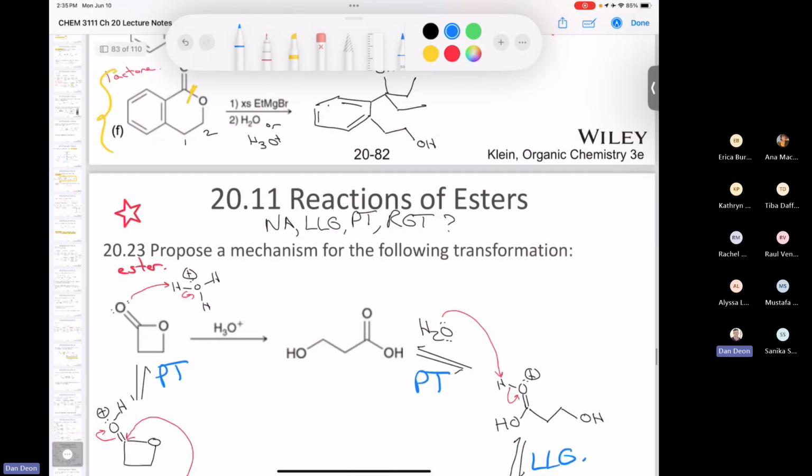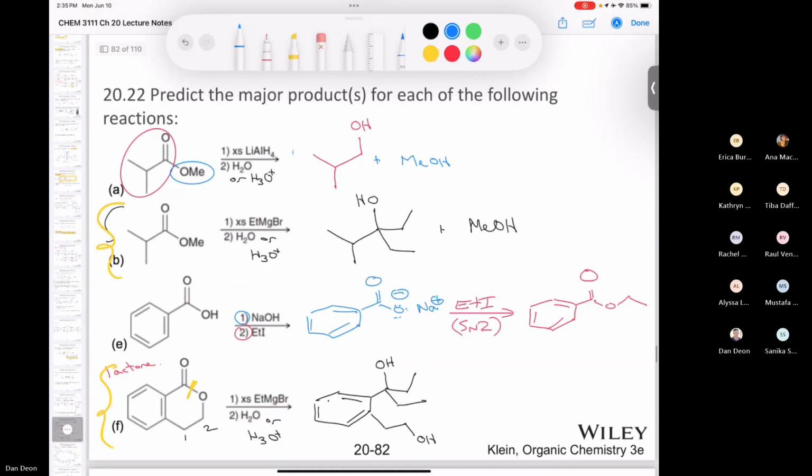To the last page, did you mean this page? Is this what you meant by the last page? Okay. All right, cool. So there you go.